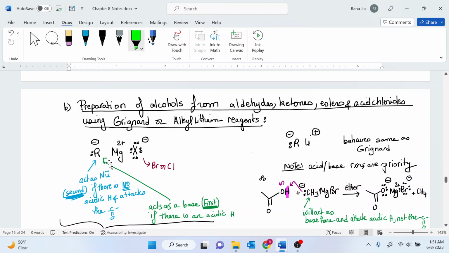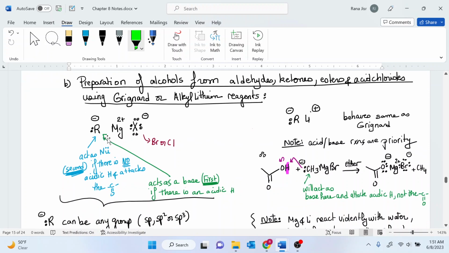It's organo because the negative part is an organic carbon. And it's metallic because it does have a metal. So magnesium is a metal and lithium is a metal. We will study how to prep those in organic two. But for now, we're just going to look at the reactions with carbonyls, with aldehydes and ketones to make different types of alcohols.